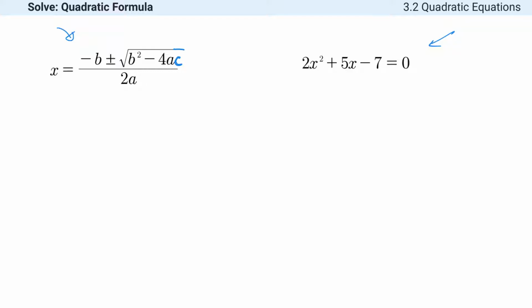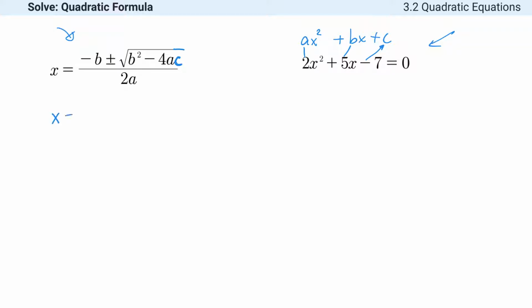I could solve it by factoring. I could do completing the square. I could graph it and take a look. But sometimes when you graph it, it doesn't come out bang on. But I can use the quadratic formula to solve that. This follows the format ax squared plus bx plus c. So a is a 2, b is a 5, and c is a negative 7. And so all I have to do is plug those numbers into this equation.